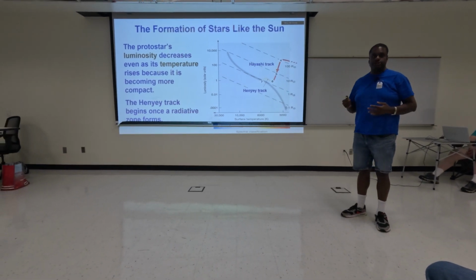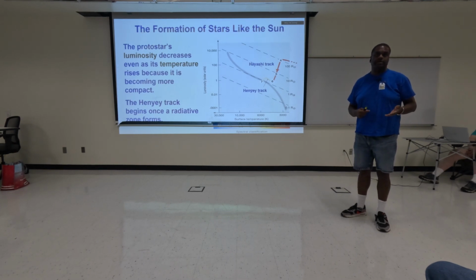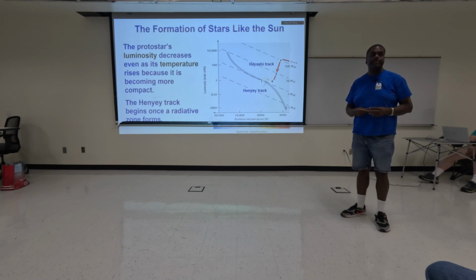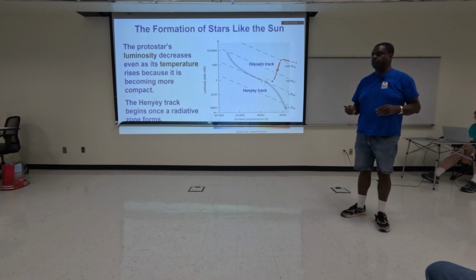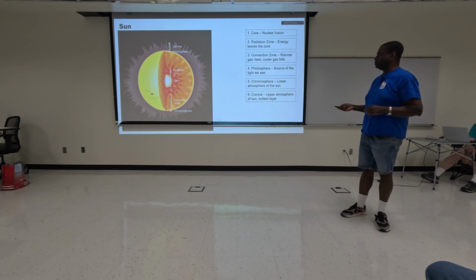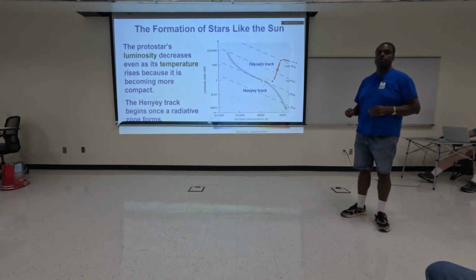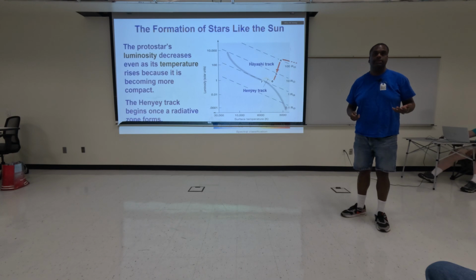So then as it goes through those stages, it goes to the main sequence. It gets cooler, then gets hotter. The track where it's getting cooler is called the Hayashi track, and when it's getting hotter, it's called the Henyey track. And by the way, the Henyey track begins once the radiative zone of the star forms. If you're not sure what the radiative zone is, I included a diagram of the sun's layers. The sun has the core where nuclear fusion occurs, a radiative zone, and the convective zone. Here, the warmer gas rises and cooler gas falls. Once the radiative zone forms, it becomes hotter, and that means the star shifts to the left on the HR diagram. That's what getting hotter means, until it winds up on the main sequence.